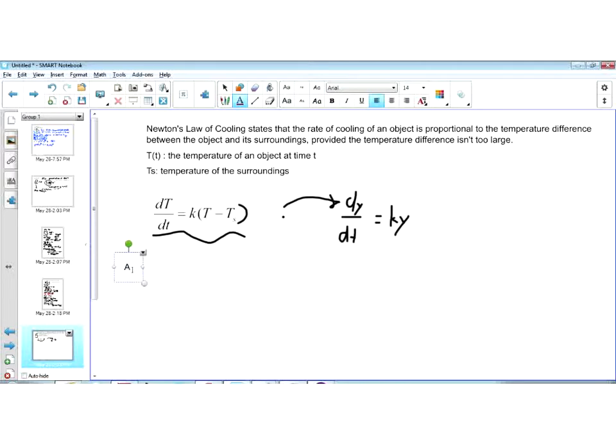So from a previous edition, we have a thermometer is taken from a room where the temperature is 20 degrees centigrade.